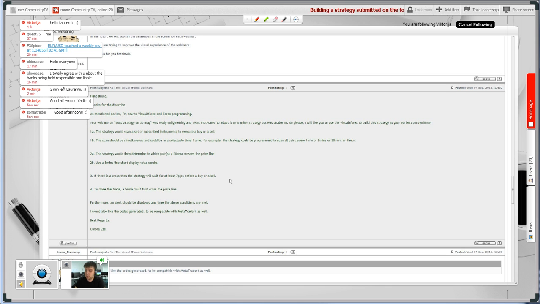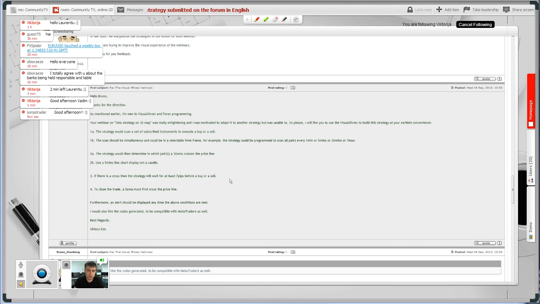30-minute and 5-minute candles. The strategy would scan a set of subscribed instruments to execute a buy or sell. From the beginning, it will stop because we are facing several problems with multi-currency trading at the moment on Visual JForex. So it can be implemented on one currency. Let's check what the strategy is.